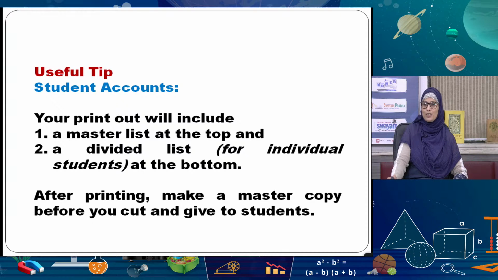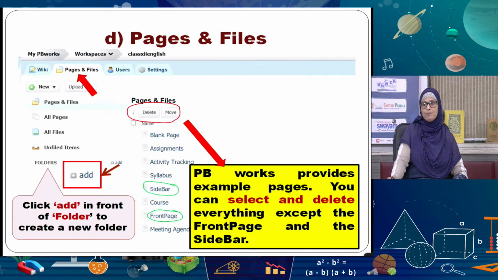Useful tip for student accounts. Your printout will include a master list at the top and a divided list for individual students at the bottom. So after printing, make a master copy for yourself, and the rest you just cut and give to your students. Otherwise, it will be very difficult for you to keep the record. So always keep a master copy for yourself.